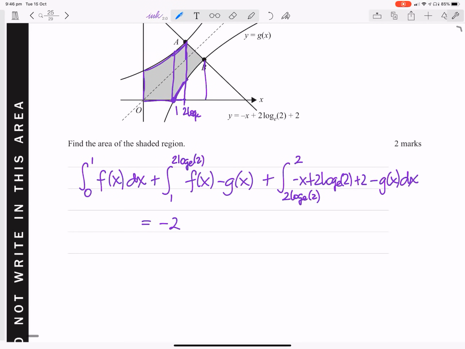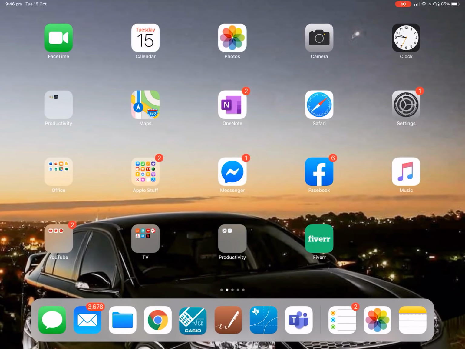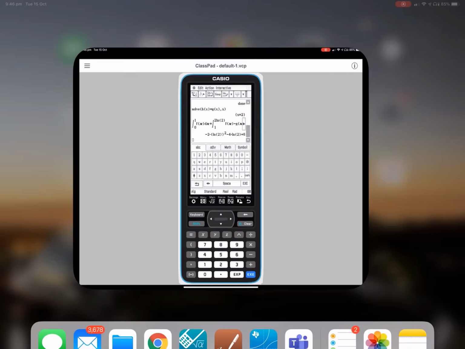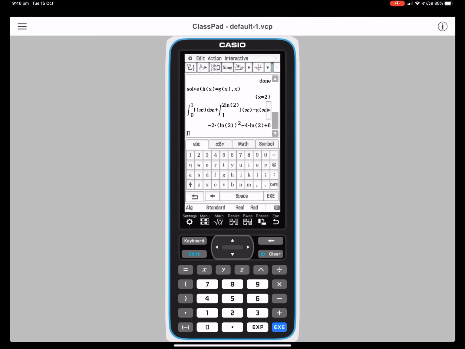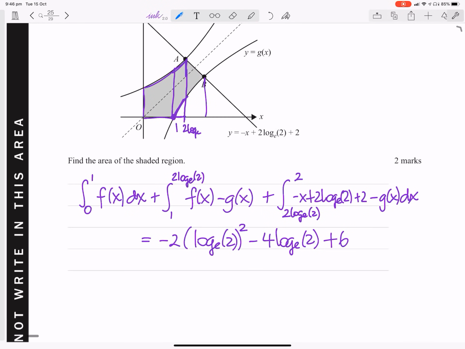Okay, so negative 2 log e of 2 squared minus 4 log e 2 plus 6. Actually, I should check and make sure that's positive. It's going to say that'd be embarrassing if it wasn't. I would have stuffed something up. I guess we could say square units.